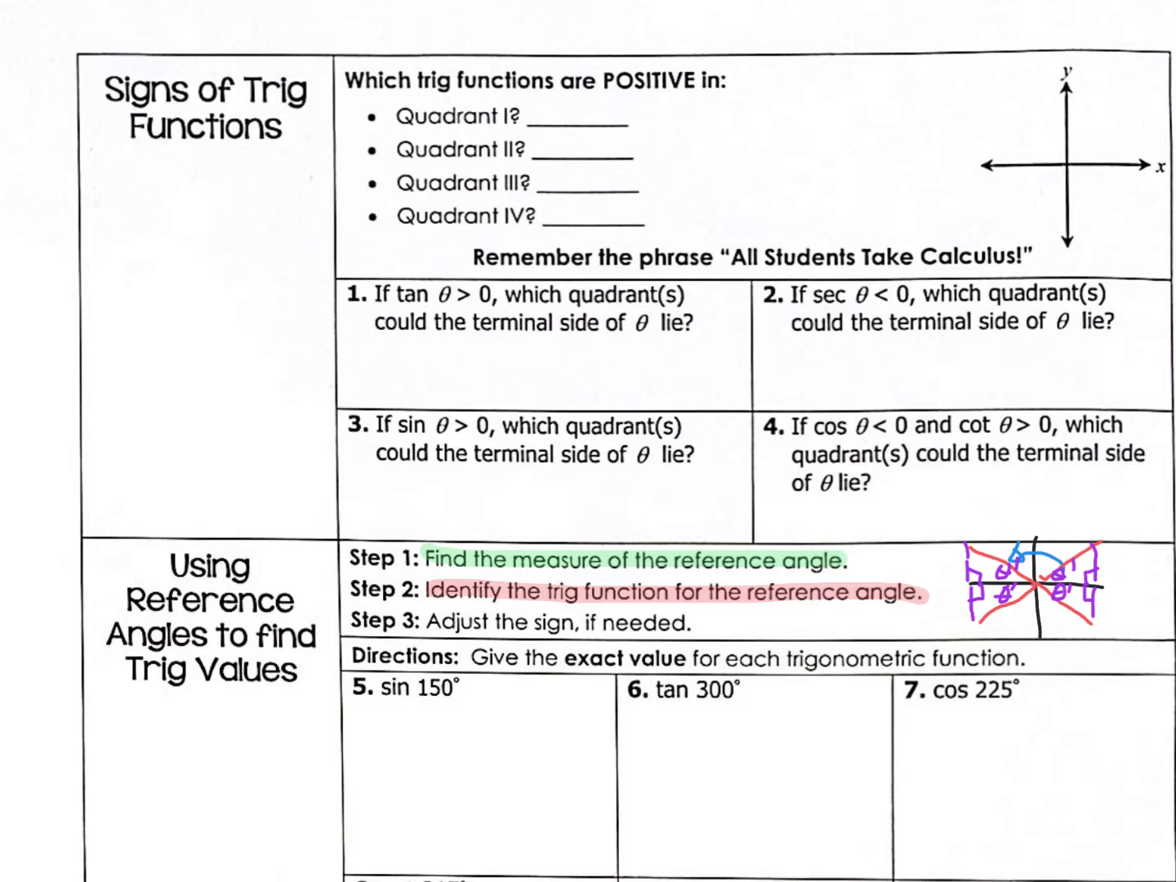If you're given a reciprocal function like secant or cosecant or cotangent, you're going to find the sine, cosine, or tangent that goes with that, and then just take the reciprocal of it. That's why it's called a reciprocal function. And then finally, of course, you are going to adjust the sign if needed.